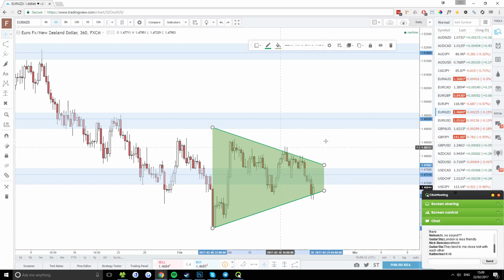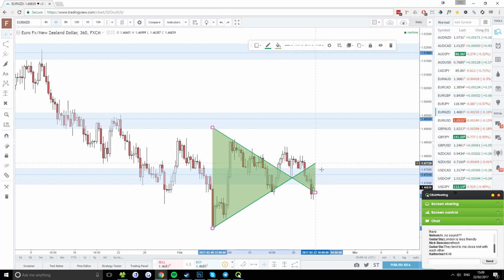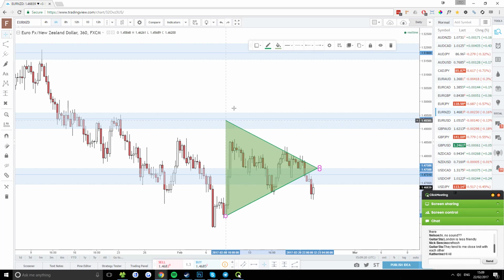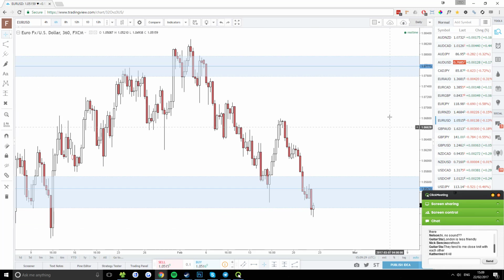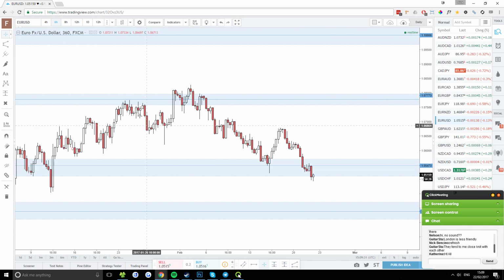Something like that. I'm not really that good at drawing wedges, to be honest. It could have probably already broken, to be fair. Ugh, I don't know how to do this. Never mind. The point is, it was getting into a tight wedge, but this is not a kind of setup that I look for, so I'm not that good at drawing wedges or trend lines.